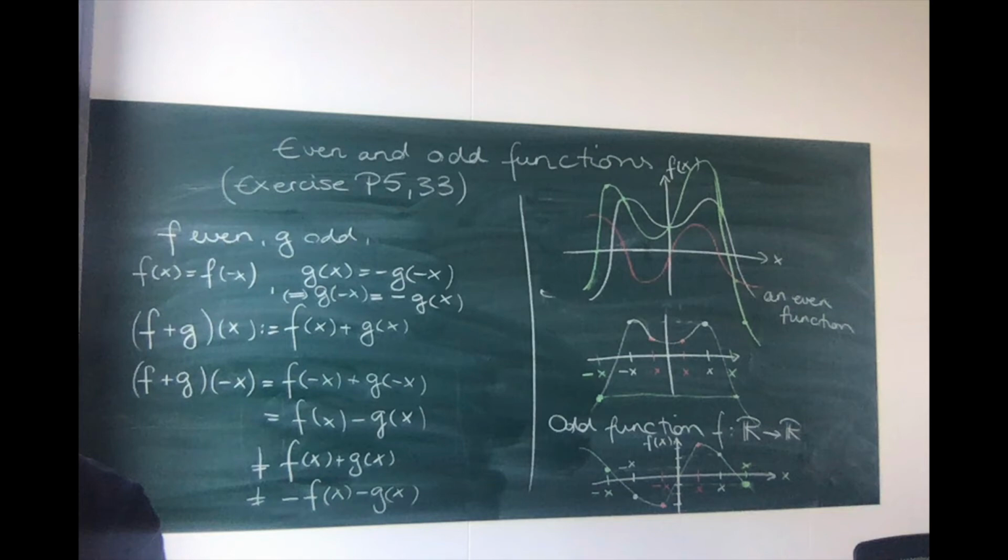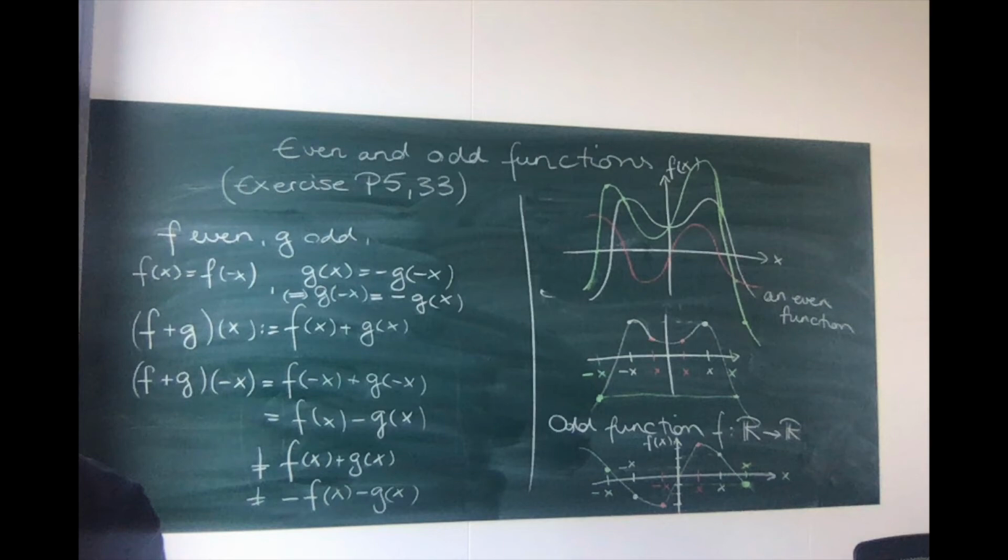This is just what the addition of two functions is. And now I'm using f is even, so I replace f of minus x by f of x, and I know that g is odd. And that means g of minus x is the same as minus g of x. That's the second part. Well, and that is neither f of x plus g of x, so it's not even, nor is it minus f of x minus g of x, so it's also not odd.